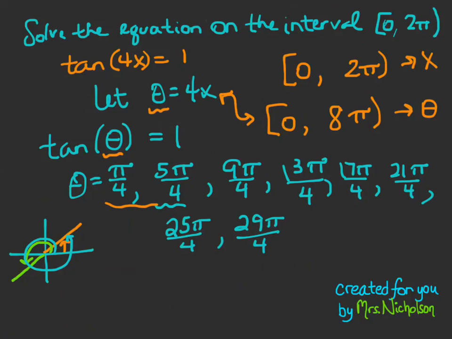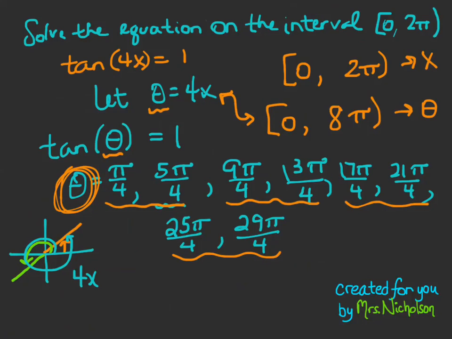Notice that I started out with 2 solutions between 0 and 2 pi, and then I got 2 more solutions to get me up to 4 pi, 2 more to get me up to 6 pi, and the last 2 to get me up to 8 pi. All right, so these are all of my possibilities for theta. But remember, I'm actually solving for x, and theta is equal to 4x. And so that means for each of these angles, I'm going to say 4x equals, and let's just start with the first one, pi over 4.